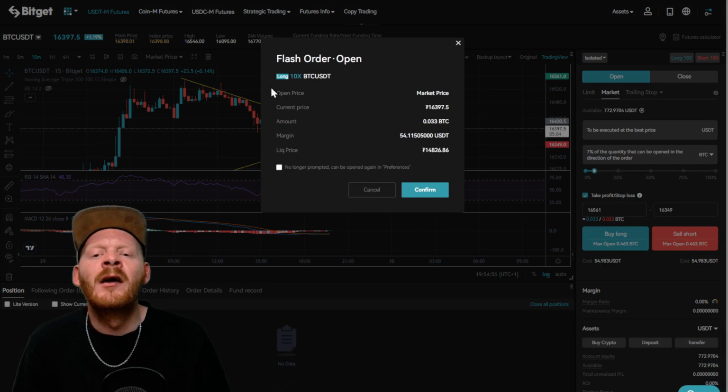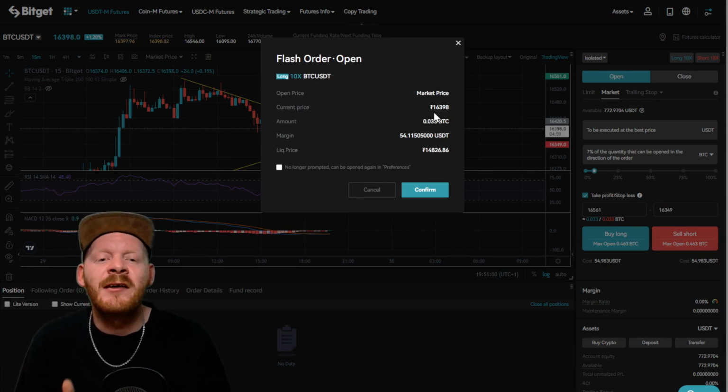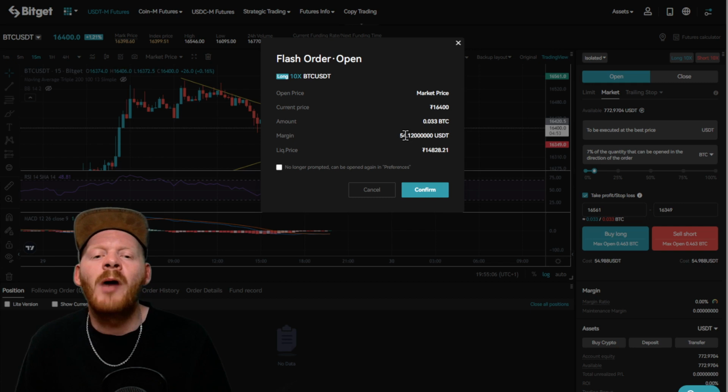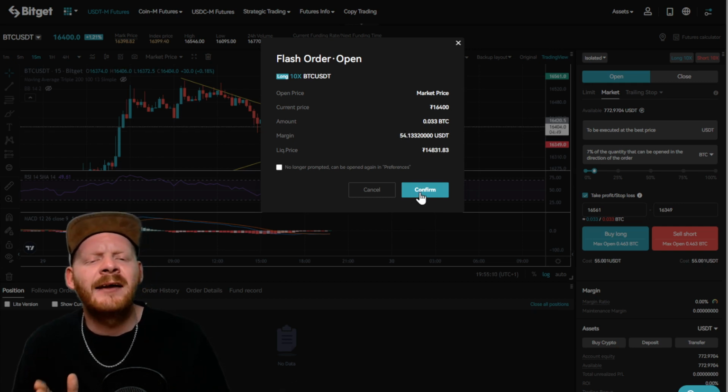And now you can see that the open price will be at market price. Current price is at 16,398. The amount 0.033 Bitcoin, which is round about $54. And now we're going to open this trade exactly now.